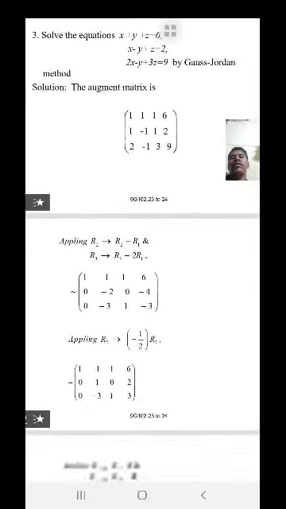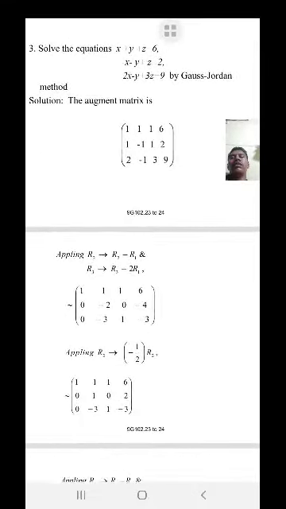Another question is there. Solve the equations x plus y plus z equals 6, x minus y plus z equals 2, 2x minus y plus 3z equals 9 by Gauss-Jordan method. Solution. The augmented matrix is 1, 1, 1, 6, 1, minus 1, 1, 2, 2, minus 1, 3, 9.